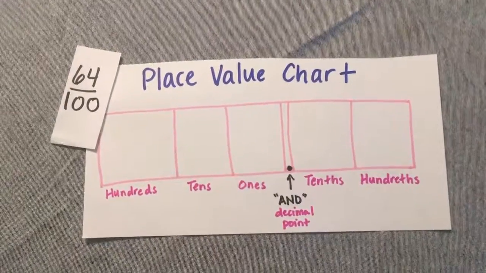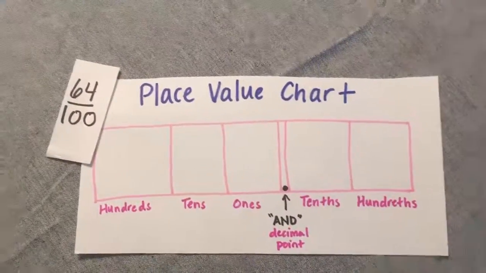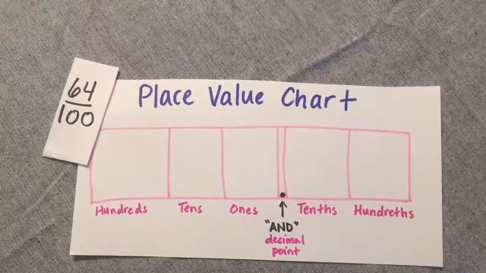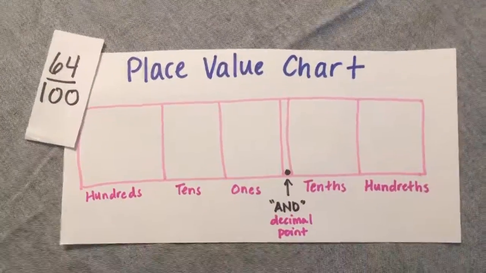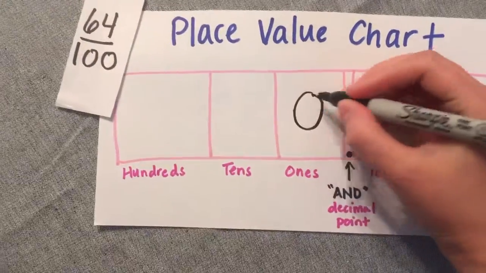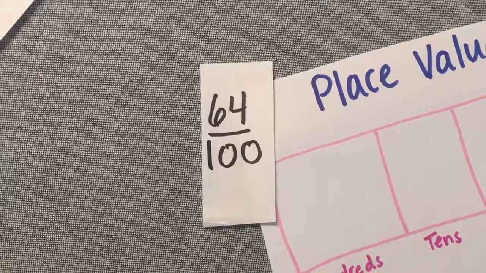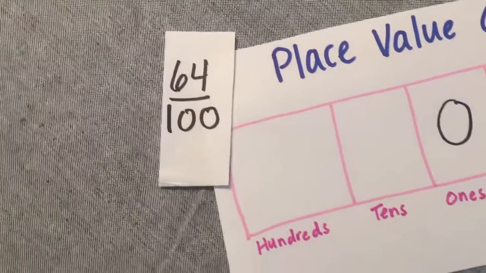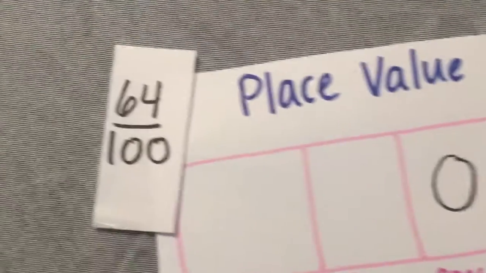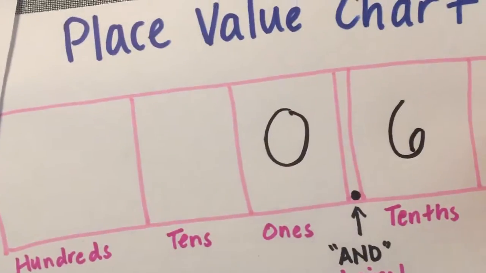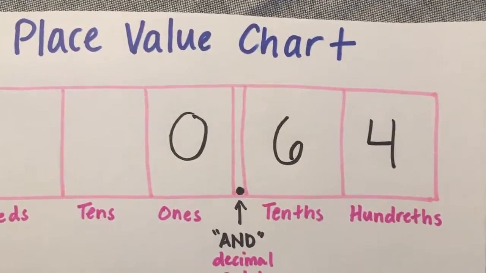Let's say I had 64/100ths. I would put this on my place value chart by first figuring out what is in my ones place. I don't have any whole numbers, so I'm going to put 0. Now I think about what's in my tenths place. I have 64/100ths, so I actually have 6/10ths and 4/100ths. So 64/100ths would look like this.